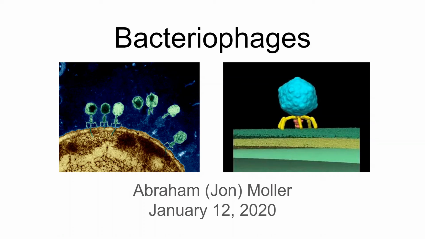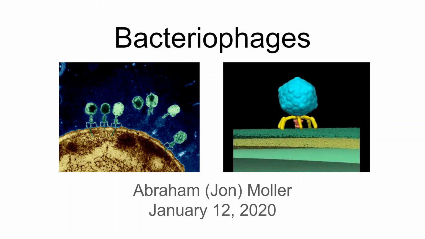My name's Abraham Moeller, I go by John, and I'm a fourth year student in Emory University's Microbiology and Molecular Genetics PhD program. My dissertation research focuses on bacteriophages, or viruses that infect bacteria, particularly those that infect Staphylococcus aureus. I'm interested in phages as a way of improving treatment for infections caused by Staph aureus.